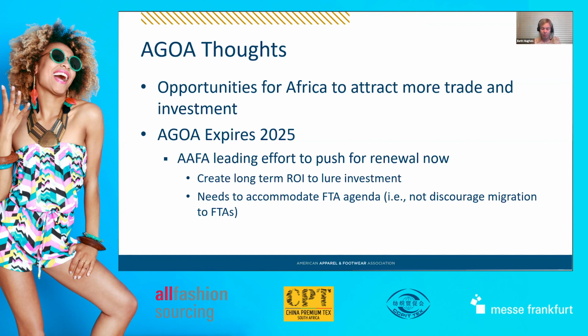AGOA's renewal will need to accommodate the overall US goal of negotiating free trade agreements with beneficiaries of AGOA. And we've told our Congress and our administration that we think that AGOA should be renewed now for another 10 years so that we can re-inject that predictability to support investment well ahead of the current 2025 expiration.